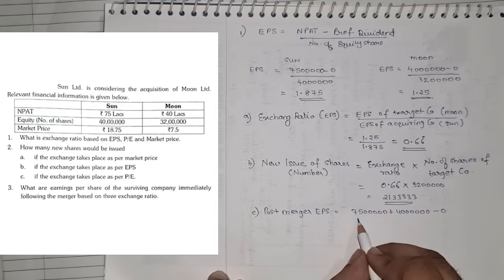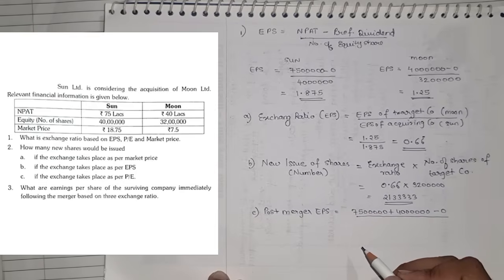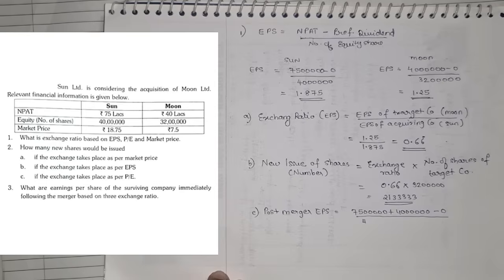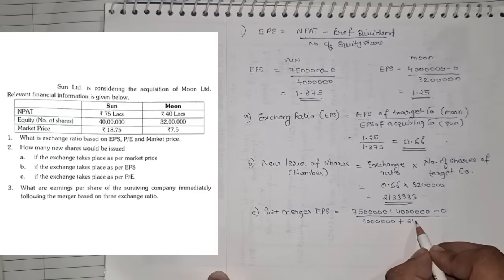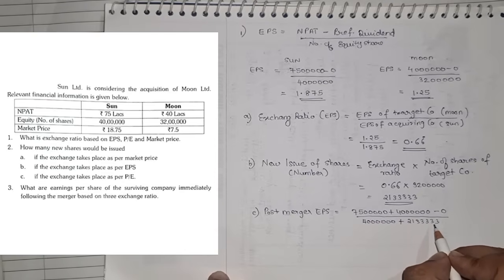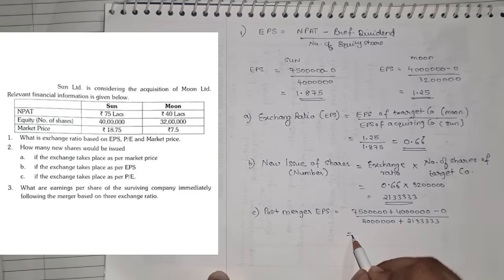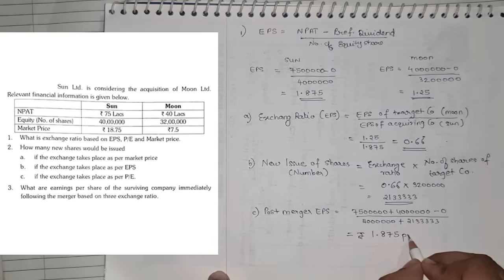less preference dividend, which is 0, upon the number of equity shares, which will be the old shares of the acquiring company, which is 40 lakhs, plus the new shares. Okay, this is the value which you need. The new shares, that is 21 lakh 33,333. Once you add and divide, your final answer should have been rupees 1.875 per share.